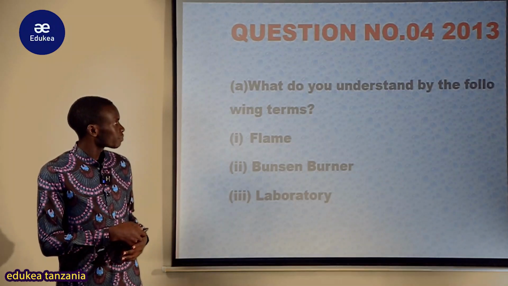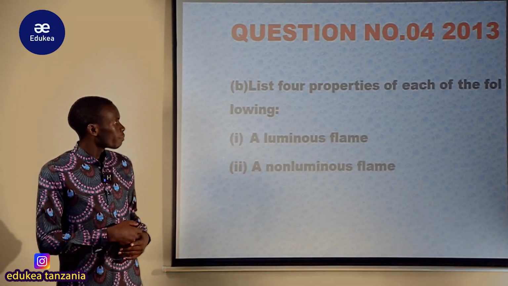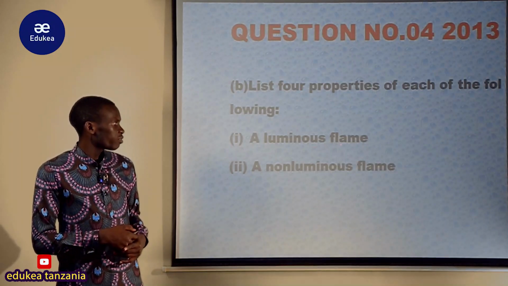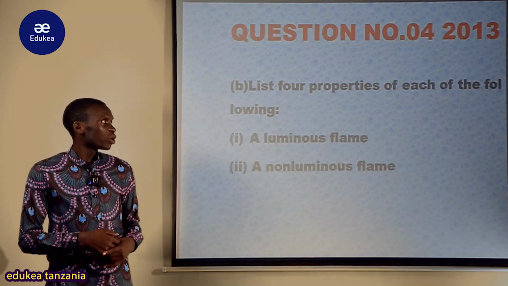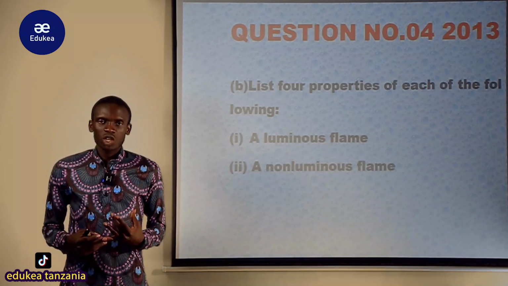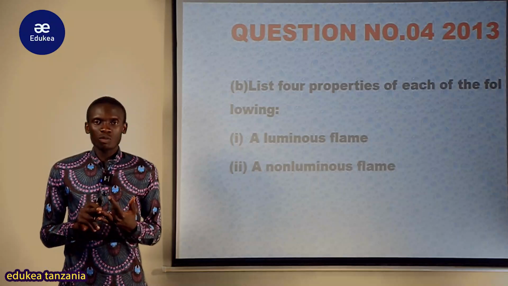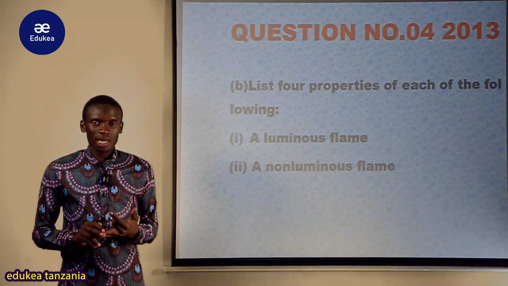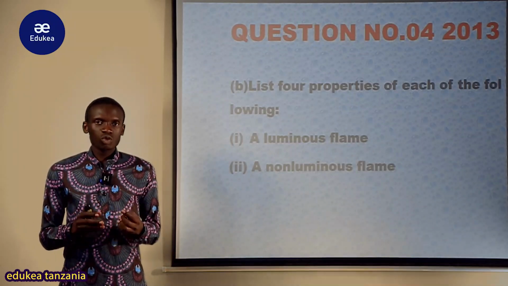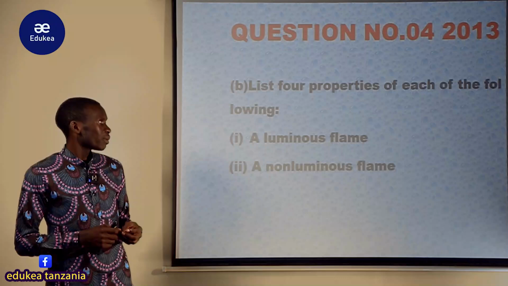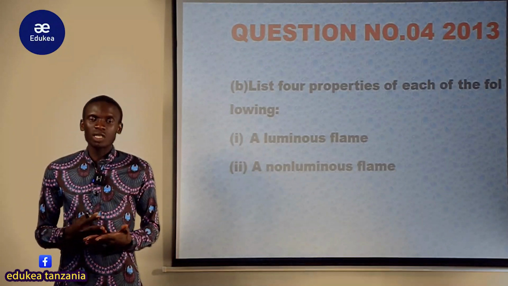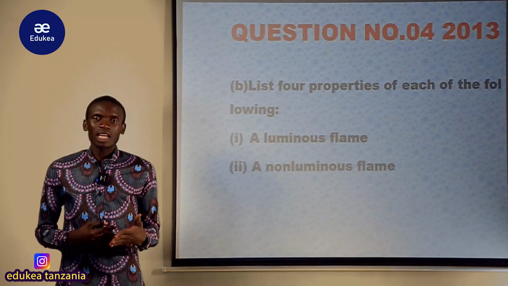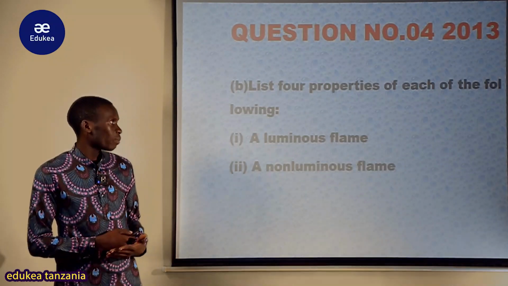After then, B was: list 4 properties of each of the following: a luminous flame and a non-luminous flame. So a student was required to give the properties of a luminous flame and a non-luminous flame. Kwa luminous flame ni nini na non-luminous flame ni kitu gani? Kwa kufanya hivyo tu, ulikuwa unaweza kupata marks zote. Kwa utaka jua luminous flame ni kitu gani, properties zake zipoje, na udifferentiate kwenye non-luminous flame ipo na properties gani. Hivyo tu kwa kuandika hizo marks zote ulikuwa unapata.